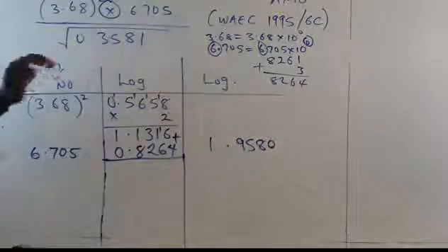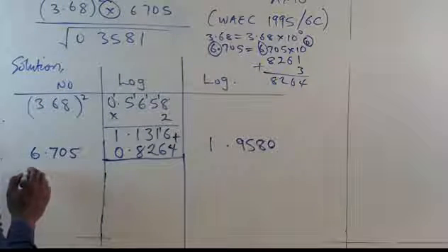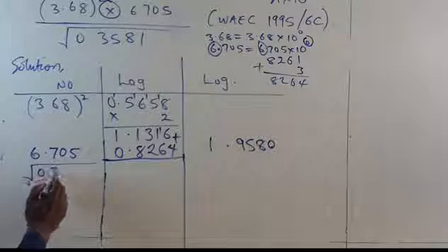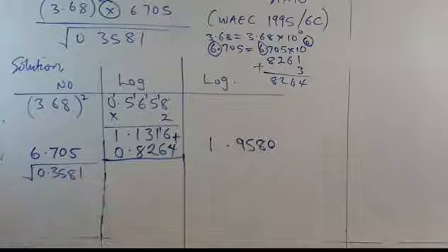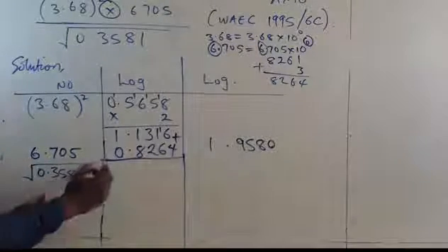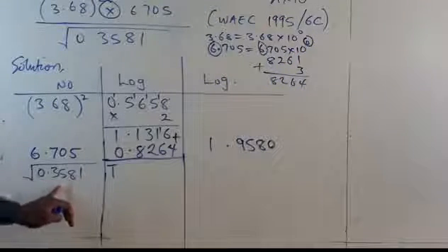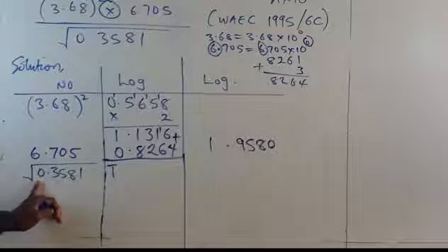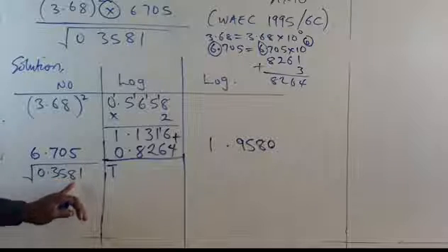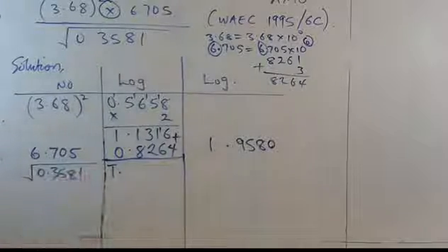So the next thing is to move to the denominator. Under the denominator, we have the square root of 0.3581. The first thing to do is look for the integer part. So the integer part is bar 1, going by the number of zeros before the non-zero number. So we have bar 1. You now look for the log of 35 under 1 difference, so as to get the decimal part.